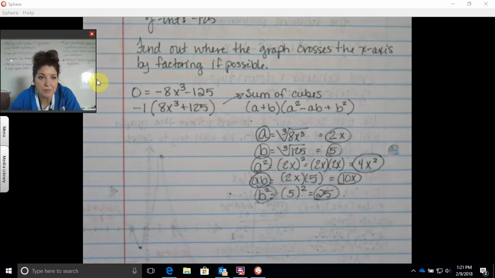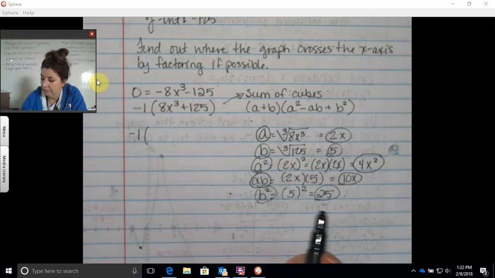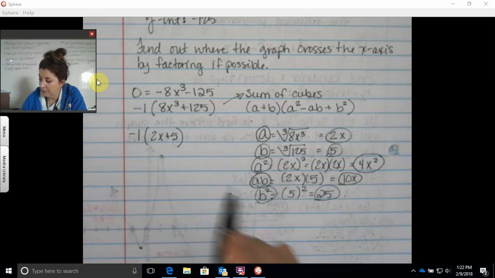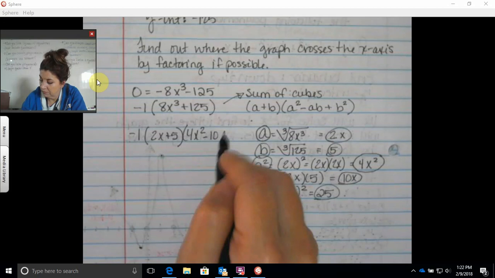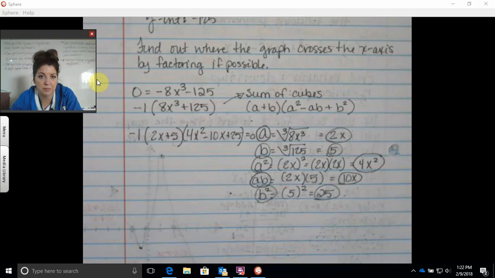Y'all got that? So now all we have to do is take it and substitute it into the formula I gave you, or pattern, whatever you want to call it. So don't forget you have this negative 1 out here. What's a plus b? 2x plus 5. And then we have 4x squared minus 10x plus 25 equals 0. I moved my 0 to the right side. That's okay. I can do that.